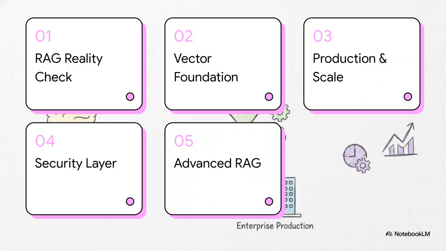Here's the mental map for our journey today. First, the RAG reality check. Second, building the vector foundation. Third, surviving production and scale. Fourth, establishing the security layer. And finally, the future of advanced RAG. We've got a ton of ground to cover to get you production ready, so let's jump right in.